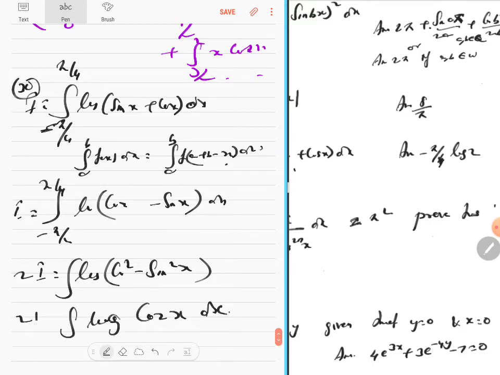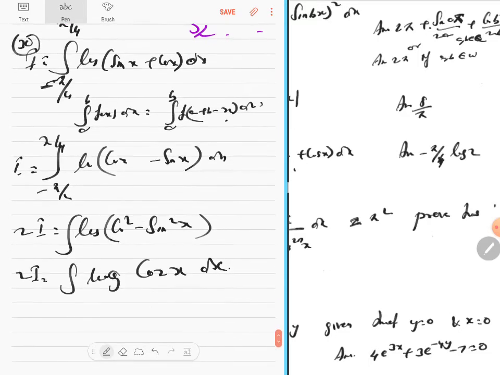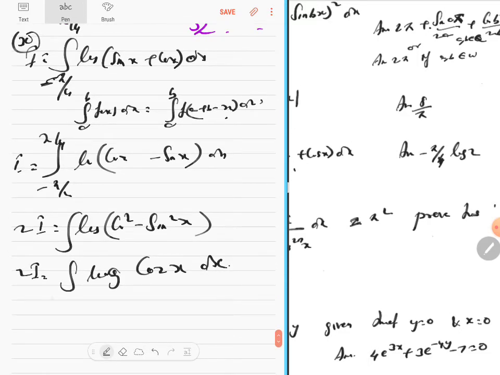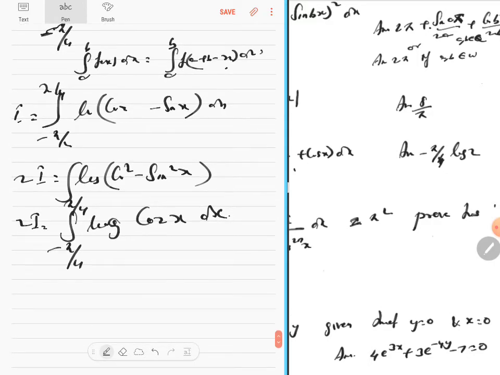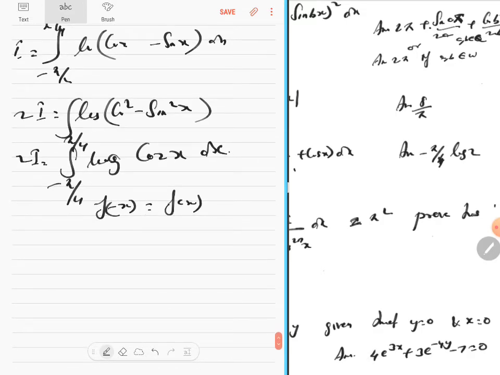The question becomes like this, and this is 2I, and it's still minus pi by 4 to pi by 4 only. I've not used f of minus x yet, can I use it? f of minus x is f of x, so I can write 2 times 0 to pi by 4, because cos of minus theta is cos theta, so 2 times 0 to pi by 4 of log of cos 2x dx.